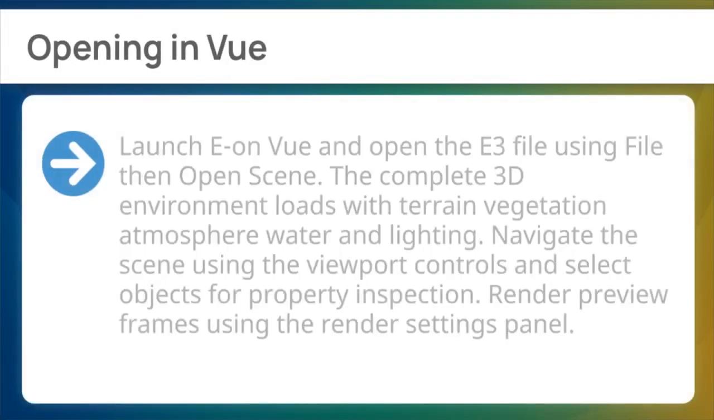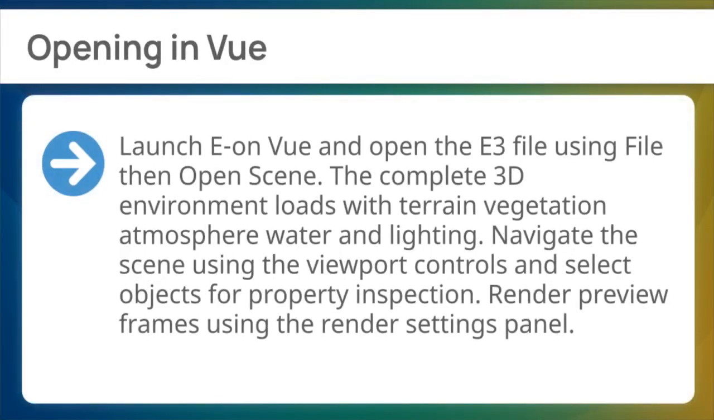First, opening in Vue. Launch E-on Vue and open the E3 file using File, then Open Scene. The complete 3D environment loads with terrain, vegetation, atmosphere, water, and lighting. Navigate the scene using the viewport controls and select objects for property inspection. Render preview frames using the Render Settings panel.